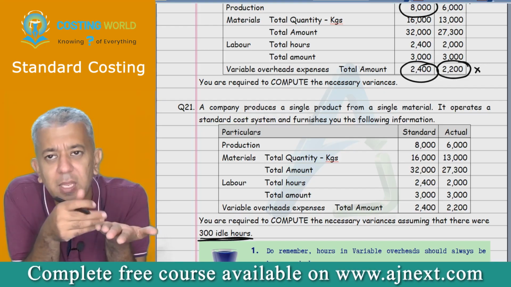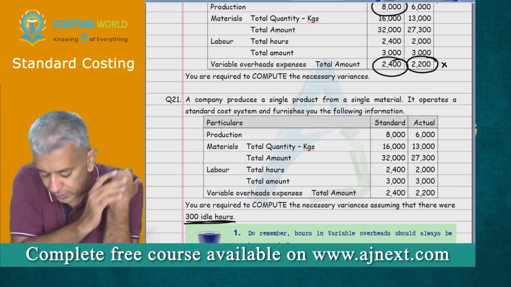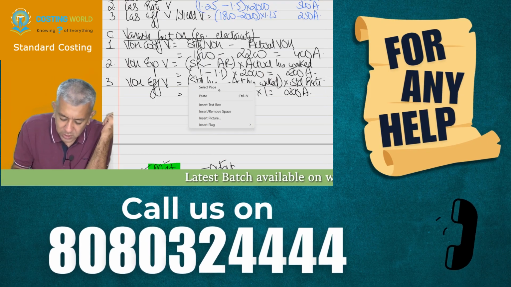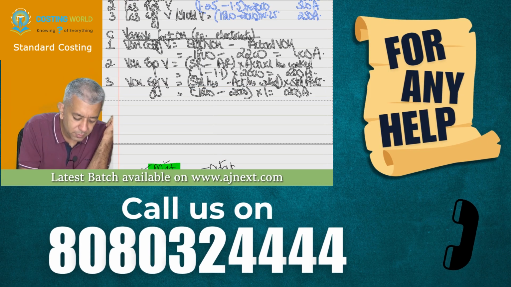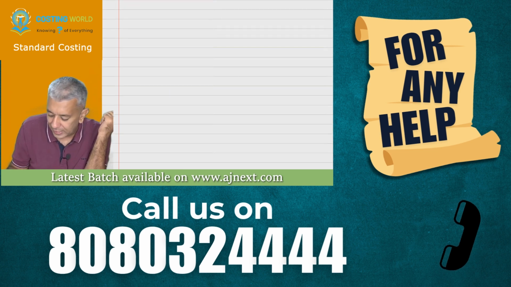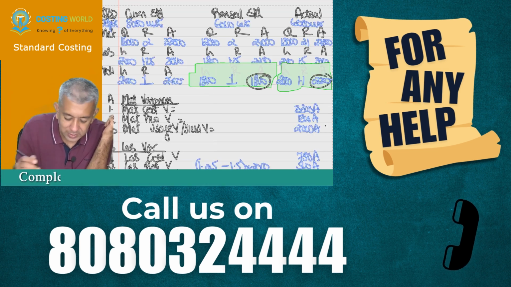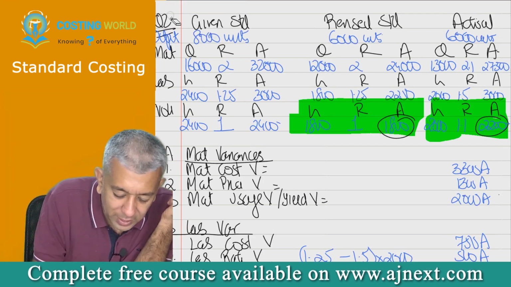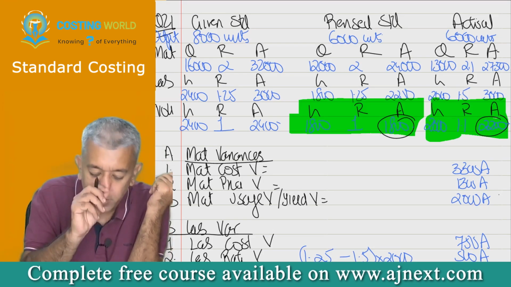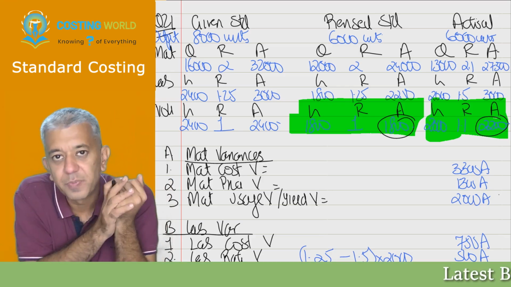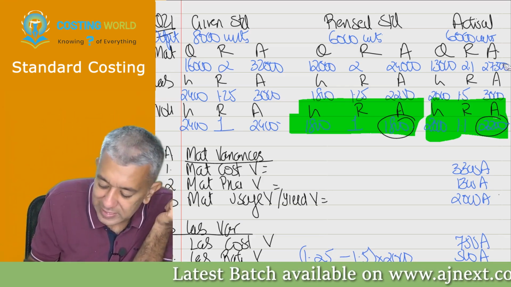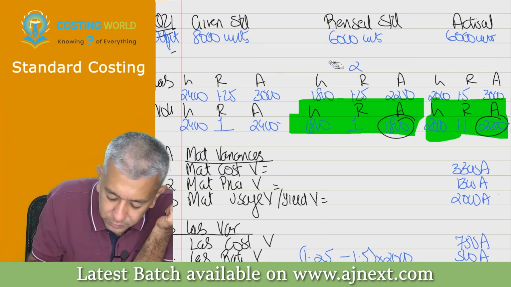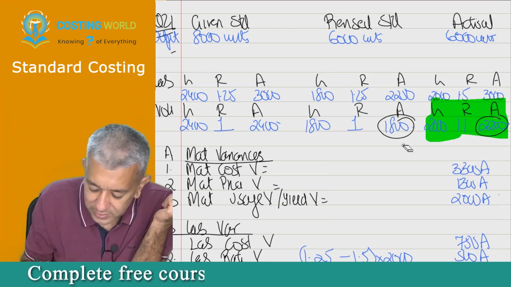Hours will be coming in labor. Hours will be coming in variable overheads. You all do one thing. Obviously, you cannot do copy paste, but just wait. Let's only copy that data that I will require. Now this is question number 21. In your notebooks, write down question number 21 and write down one line first. Material variances will be same.